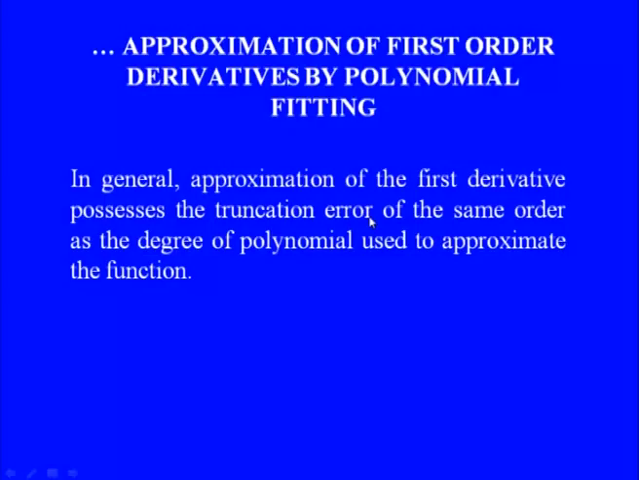You can find out or work out the truncation error term by putting the Taylor series expansion, and this is a general observation that in general approximation of the first derivative possesses the truncation error of the same order. For instance, we just use a quadratic polynomial fitting which was second order polynomial, and the approximation which we got, that was second order accurate. So in general the approximation of the first derivative possesses a truncation error of the same order as the degree of polynomial used to approximate the function.